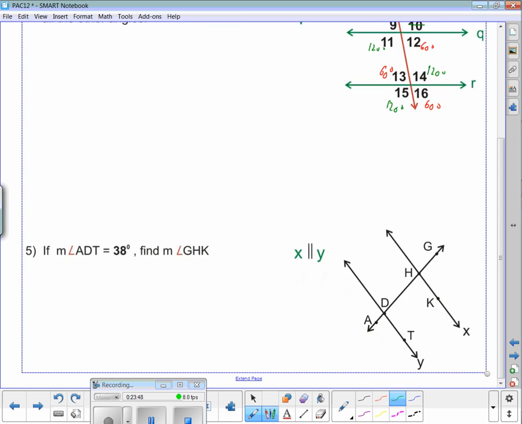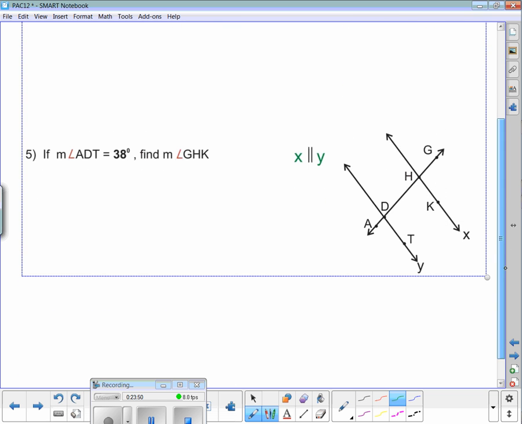Now, they don't always line up nice and beautiful like that. What if they're angled? That's okay. And it's not always necessarily drawn to scale. Just go by what it tells you, all right?